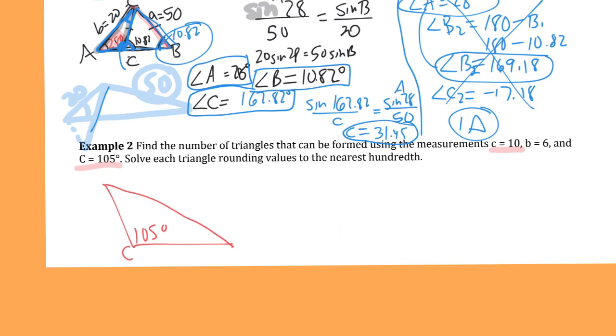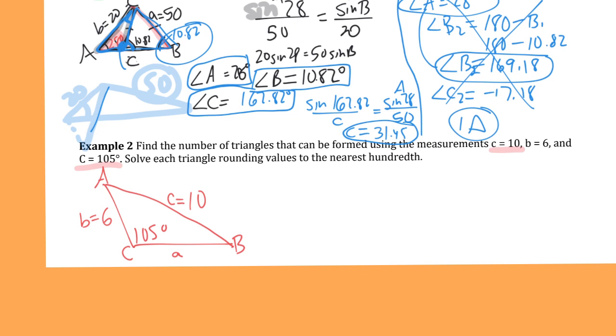So angle C is 105. Side C is equal to 10. They gave us side B is 6. So let's put it between the two things that they gave us. So B is equal to 6. Means this is angle B, and this has to be angle A and side A below here.